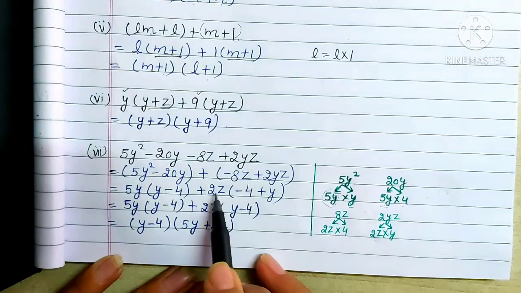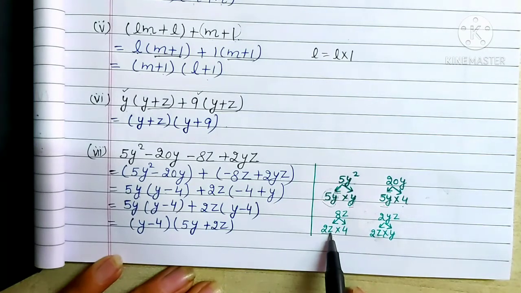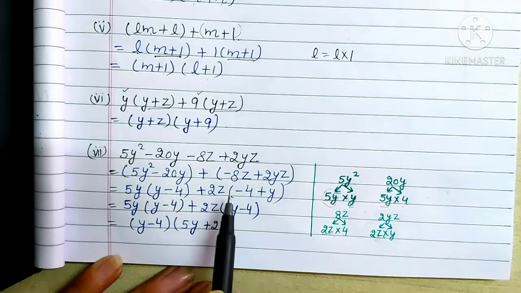Similarly, from 8z, I want to take 2z common. 8z, what can I write? I can write it as 2z multiply 4. 2z I am taking. Then what is left? 4. But because this term had a negative symbol, minus 4 will be left.